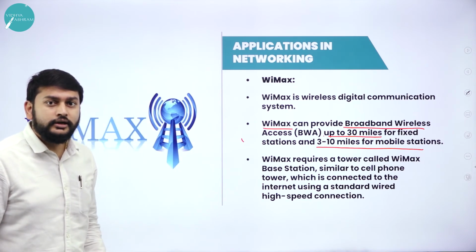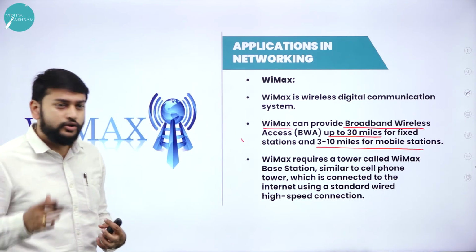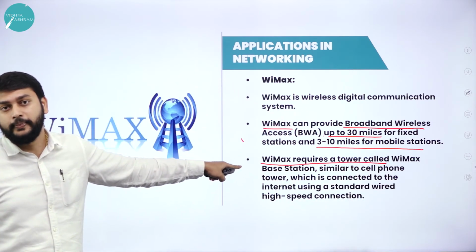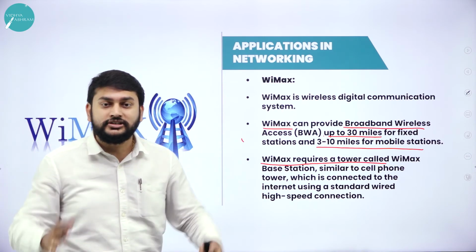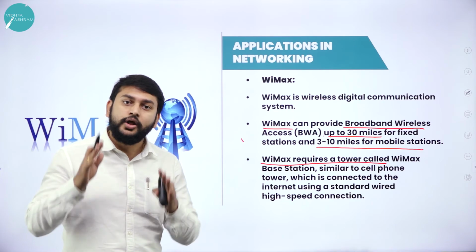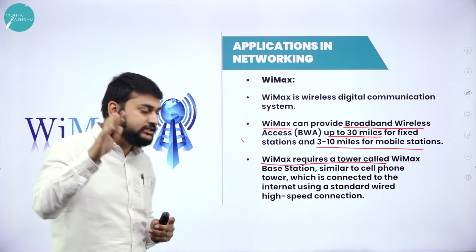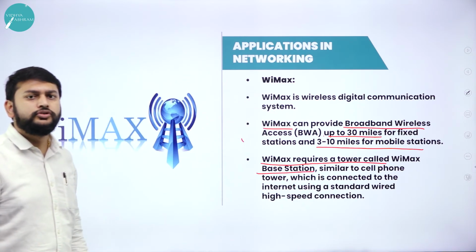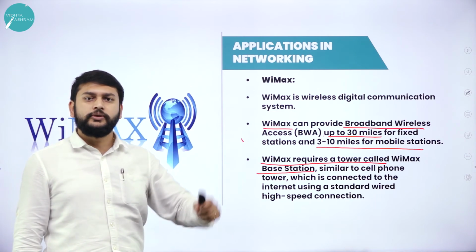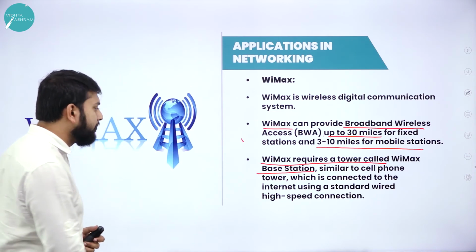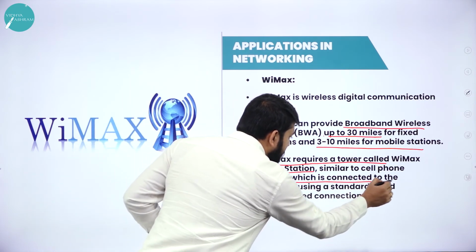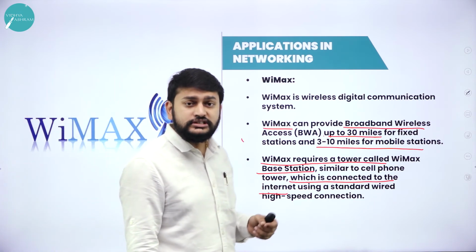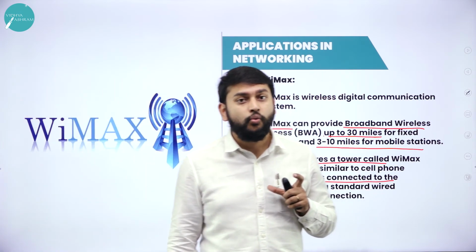So how do I get the internet? How do I get the things done? Please observe here. WiMAX requires a tower called a WiMAX base station. Just as we call it a tower, for WiMAX we need a base station. The base station is very, very important for WiMAX. That is an important point that you need to remember. The tower that we use for cell phones, that's what we call a base station for WiMAX. It is connected to the internet using a standard high speed connection. This is how WiMAX is working.